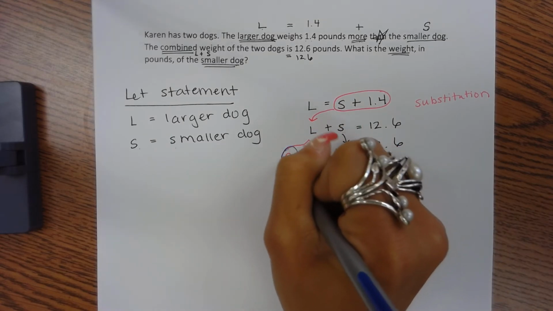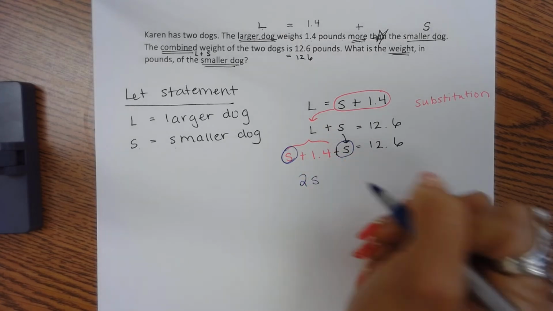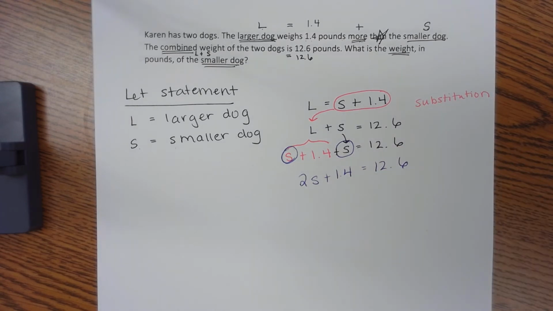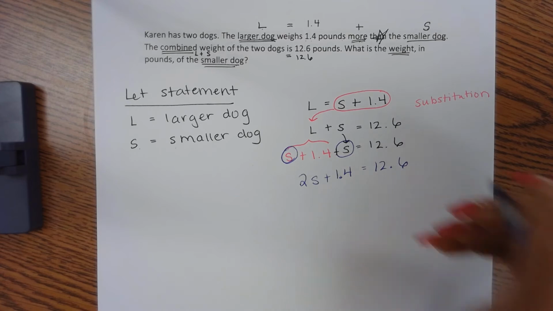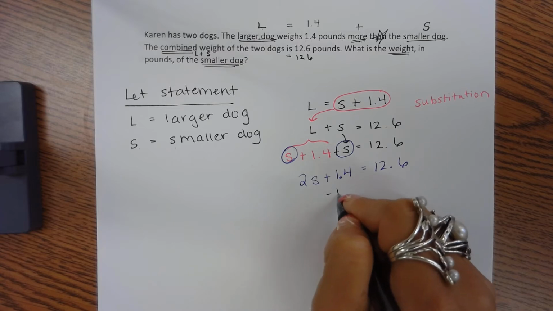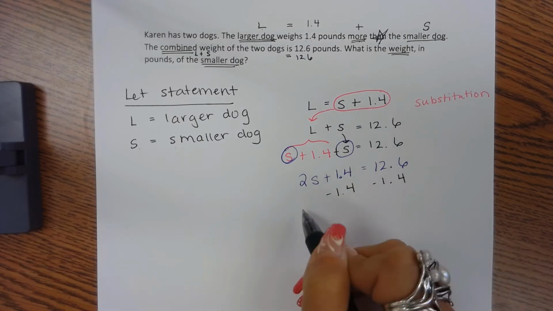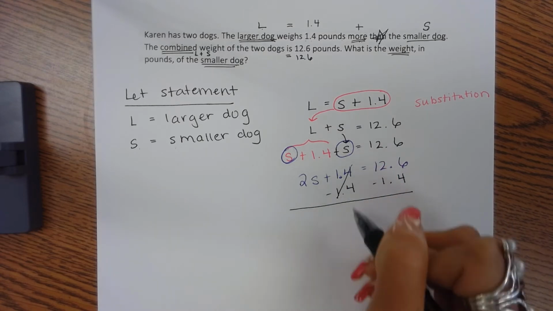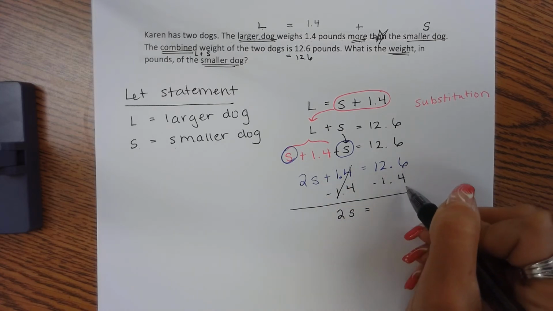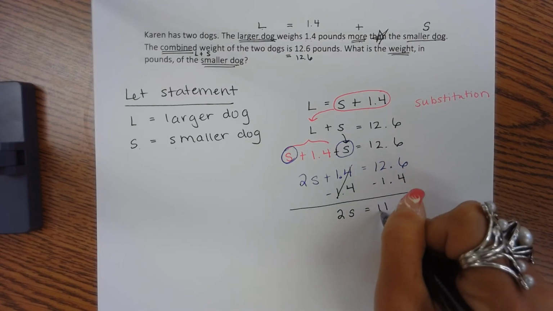So now we're going to combine our like terms, S and S. S plus S would be 2S plus 1.4 equals 12.6. Now we need to get S by itself. So we need to subtract 1.4, subtract 1.4. When you subtract decimals, always line the decimals up. That cancels out, leaving 2S on this side equals 6 minus 4 is 2. Our decimals come straight down. 2 minus 1 is 1, and bring down our 1.